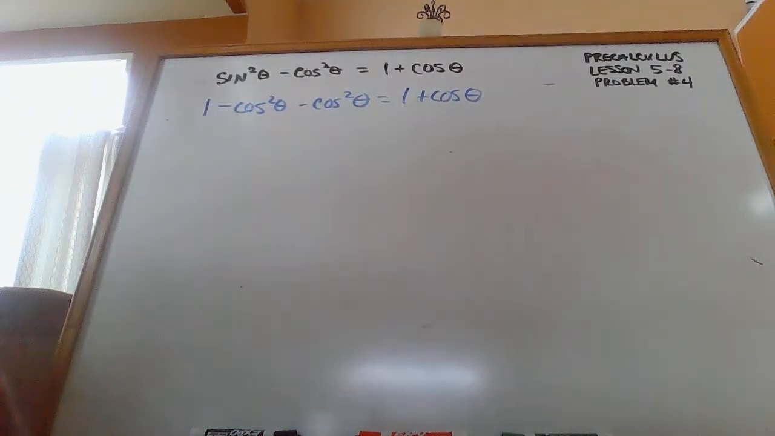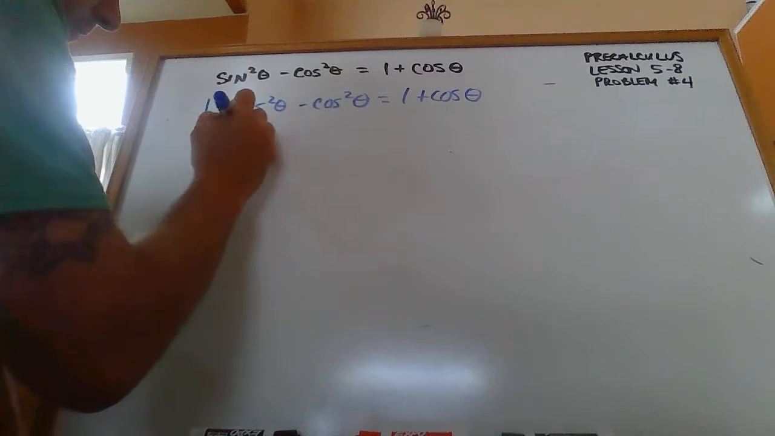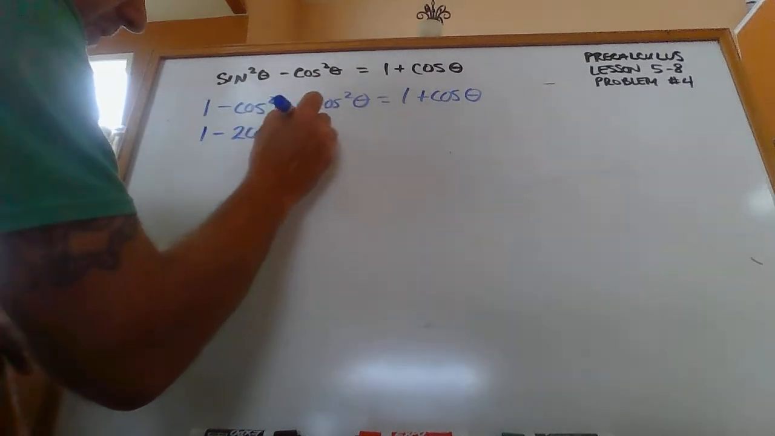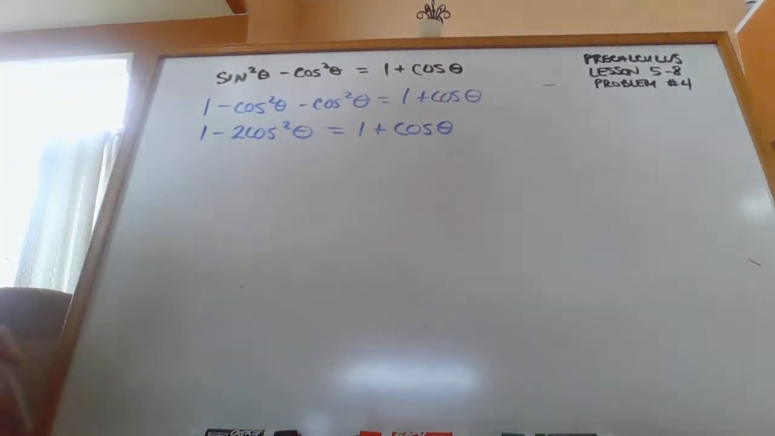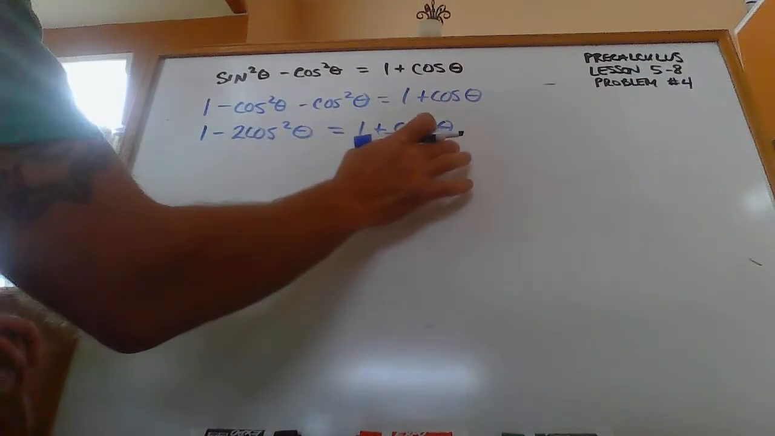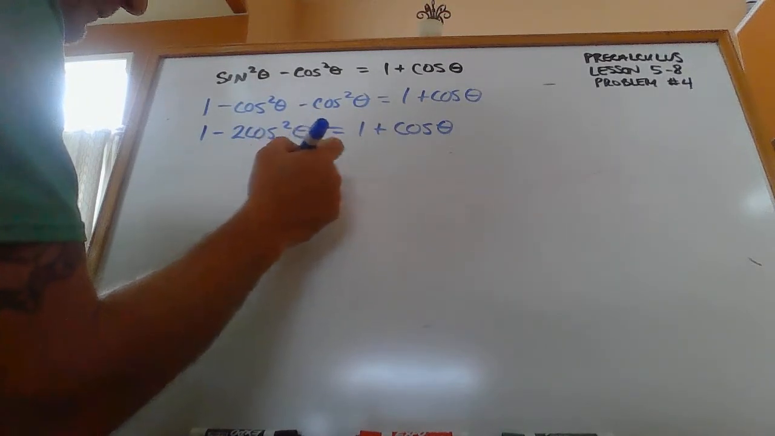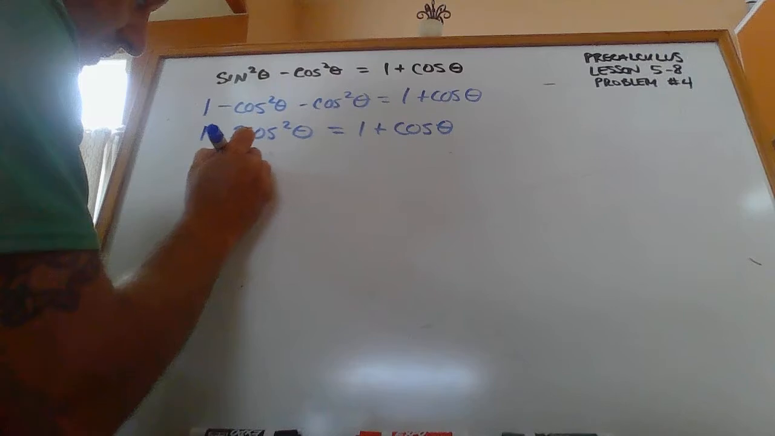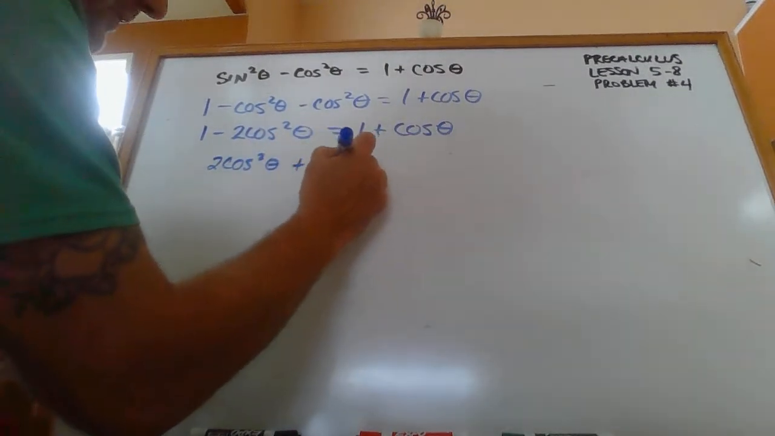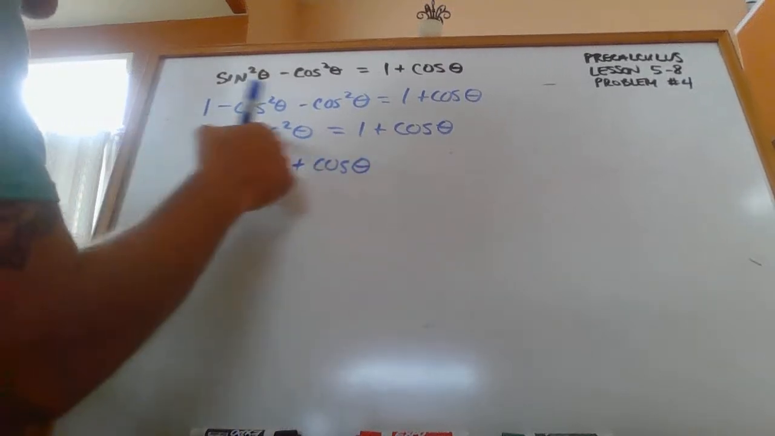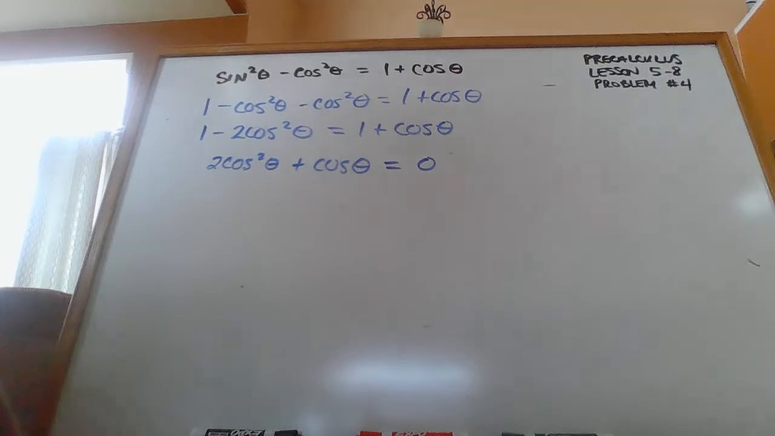Now I've got everything in cosines, so I can combine my like terms here. 1 minus 2 cosine squared theta equals 1 plus cosine theta. Now I'm going to move all this over here. If I add 2 cosine squared to both sides, I'm going to get 2 cosine squared theta. I'm still going to have my plus cosine theta. And then I'm going to subtract 1 from both sides, and I'm going to get 0. So I get this.